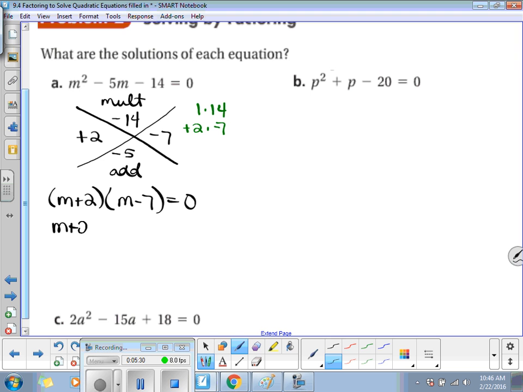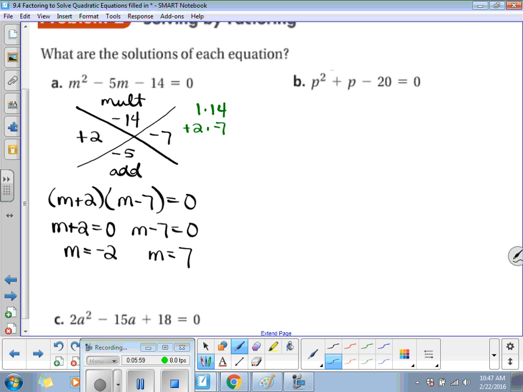m plus 2 is equal to 0, and m minus 7 is equal to 0. So the two solutions to this equation are m is equal to negative 2 and m is equal to positive 7. Very good. For letter B, again, the coefficient is 1, so we're going to use the x method.